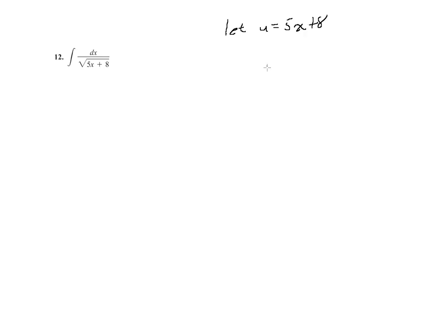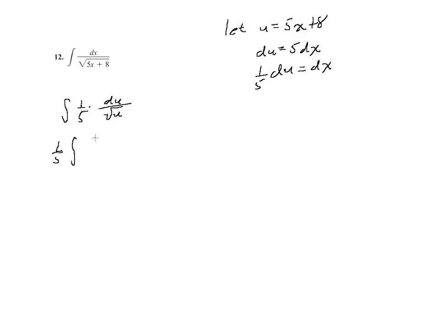5x plus 8. Well, if u equals 5x plus 8, then du equals 5 dx, and we only have a dx here, so 1/5 du equals dx. So we'll go over here and we'll substitute in that. So we'll have 1/5 times du over the square root of u, and then we'll factor out that 1/5, and we'll get 1/5 times 1 over the square root of u, which is u to the negative 1/2, and then du.